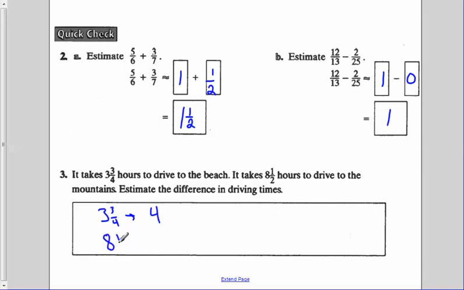And then 8 1/2. Well, 8 1/2 is already half, so we can just leave that fraction 1/2. So that stays. Now I look at this and say 8 1/2 minus 4. Remember, I have to line up decimal points when I do this, and I get 4.5. So what is the difference? Well, it's 4.5 hours. That's the end of lesson 5.1.